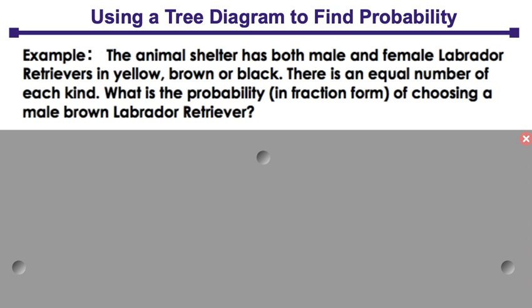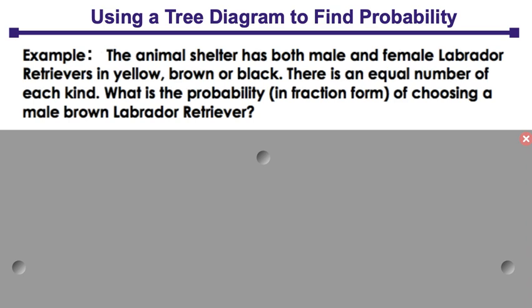In this video tutorial, we're going to be talking about sample space using tree diagrams in order to find probability. So our question states, the animal shelter has both male and female Labrador retrievers in 3 colors, yellow, brown, and black. There is an equal number of each kind. What is the probability, in fraction form, of choosing a male brown Labrador retriever?